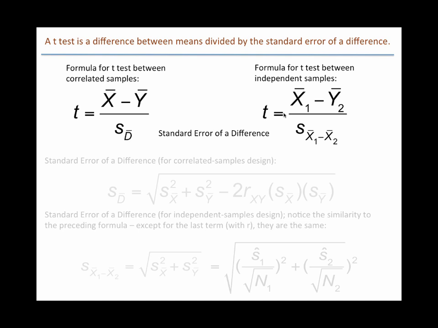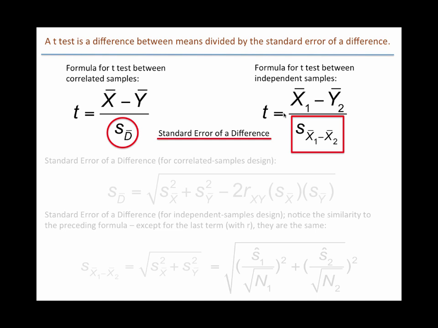As you can see, in both cases the denominator is called the standard error of a difference. And yes, this is a new term. So if they're both a standard error of a difference, why do they look different? Well, it's because in the formula on the left, it's really called the standard error of a difference between correlated means, whereas on the right, it's the standard error of a difference between means. So this subtle difference is actually very important.